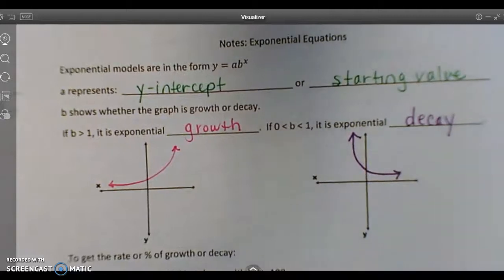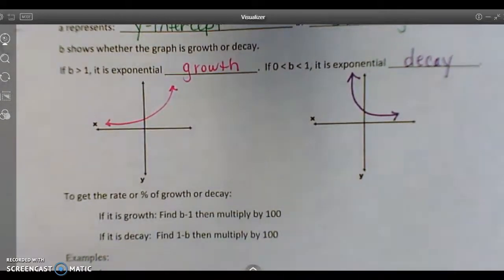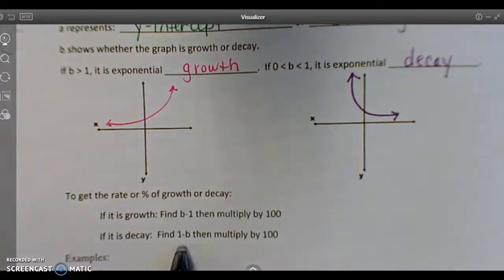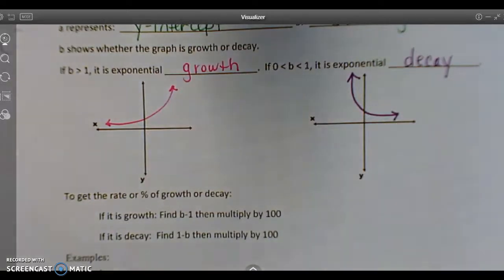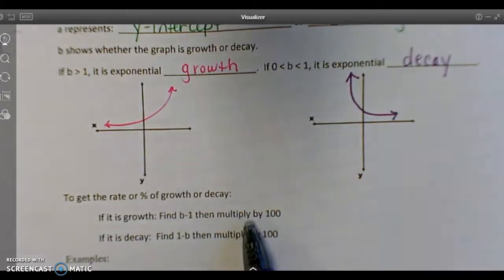All right. So also, we can figure out what the percentage of growth or decay is. And to figure that out, you're just going to take the b value. Basically, you just subtract the b value from 1 and then multiply by 100. Now, depending on which way you subtract it, you might get a negative. But as long as you're just subtracting from 1, the negative really doesn't matter. If it's growth, it's b minus 1. If it's decay, it's 1 minus b. But all it does is if you do it backwards, it gives you a negative. So just don't use the negative in your answer. And then you multiply by 100 to make it a percentage.